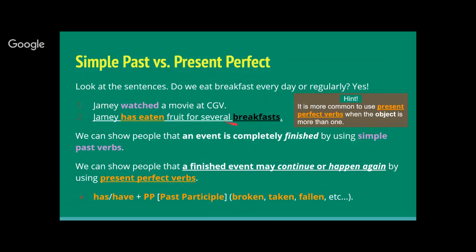We can look at the object. In this case, it's actually fruit, but fruit is not countable, right? Or we don't use the word fruits. So then we look further and it says for several breakfasts. So when the object or the object clause is more than one, that's a good hint that we're going to want to use the present perfect, the has or have plus the PP. Okay, so just always look for the object like this that has more than one.